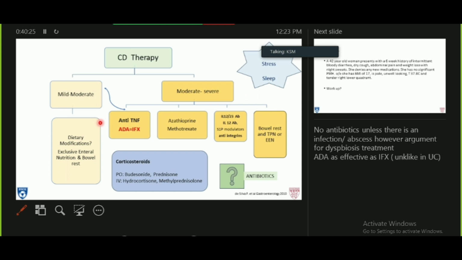If someone just has a very small aphthous ulcer, like I mentioned before, you obviously don't want the disease to progress, but can you really justify putting them on an anti-TNF? And that's where things like diet and environmental factors may play a greater role.